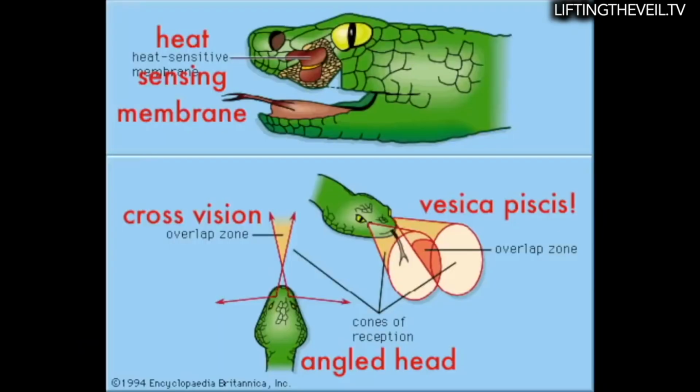And they sense this heat around them by taking in, they smell through their tongue, but they also send information into the heat-sensing membranes, which allows them to have the thermal vision. And these cones of vision overlap directly at the center, leaving a perfectly visible Vesica Piscis geometry visual pattern.